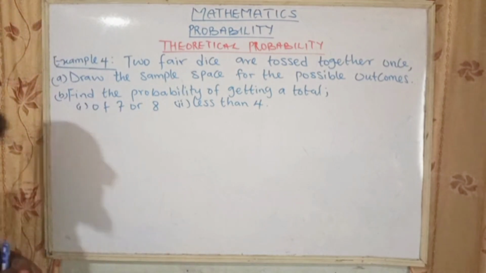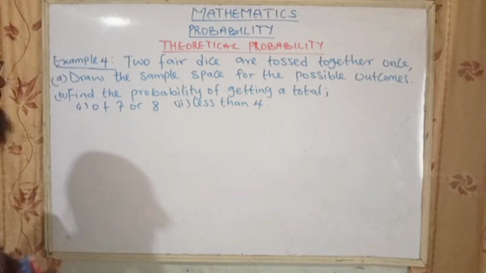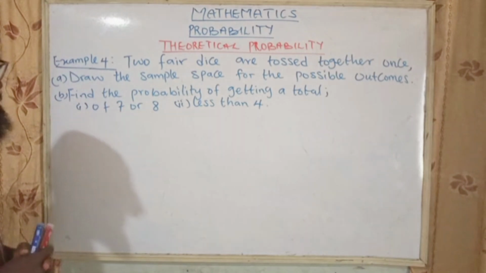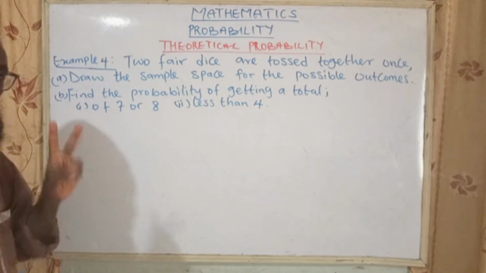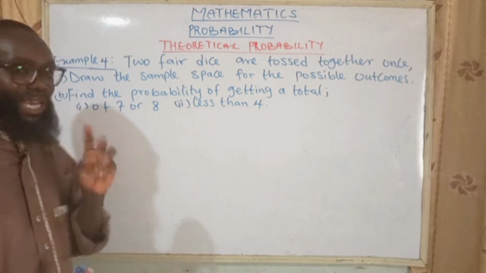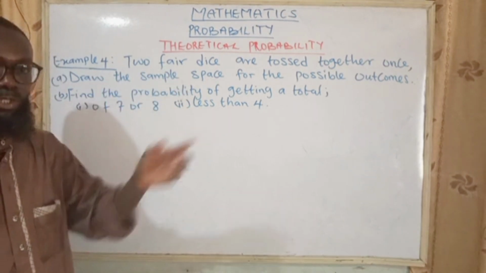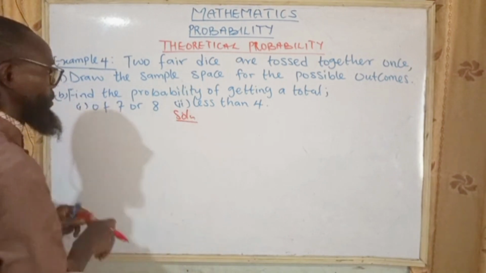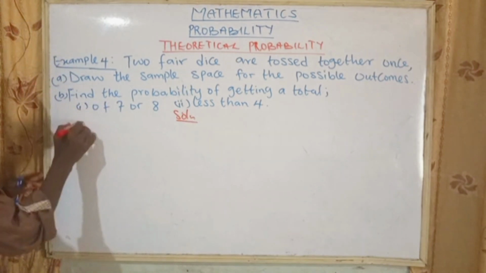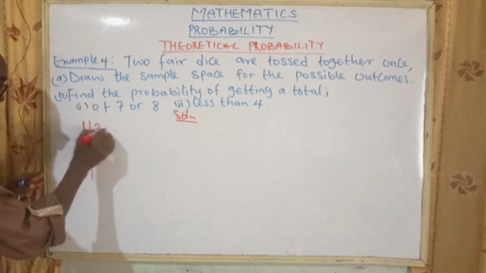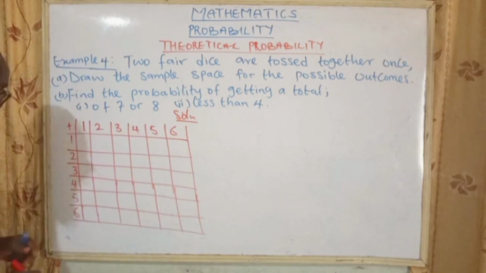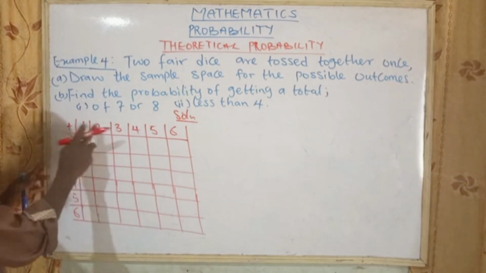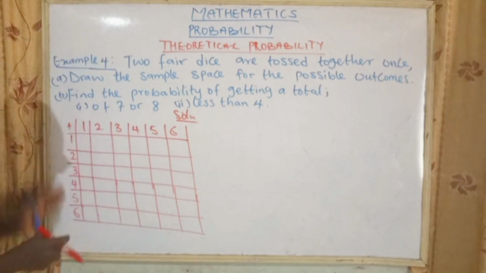So let's look at other examples to buttress this theoretical probability again. Now, example 4. 2 fair dice are tossed together once. Question A. Draw the sample space for the possible outcomes. 2 fair dice. We know that a die has 6 faces. So we now have 2 fair dice. We have 1, 2, 3, 4, 5, 6, and 6 here.